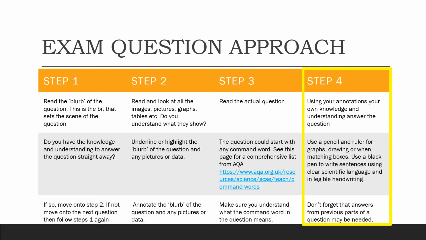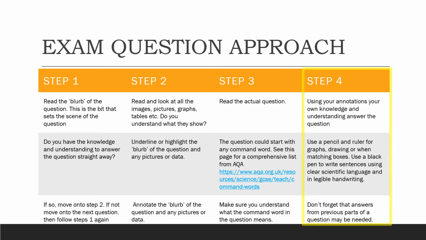Use a ruler for accurately measuring data on graphs. Use a black pen to write your responses using clear scientific language and legible handwriting. Remember, if it's not readable by the examiner, you're not going to get marks awarded. Lastly, don't forget that answers from previous parts of the question may be needed in later parts of the question.